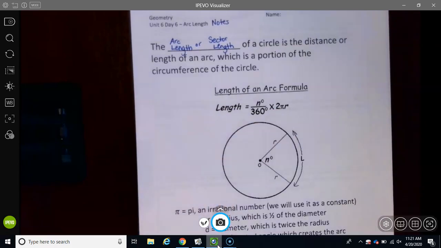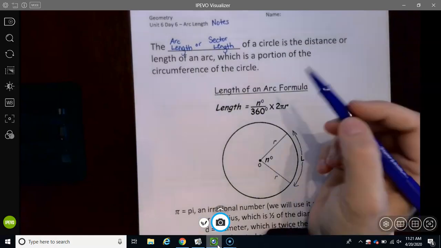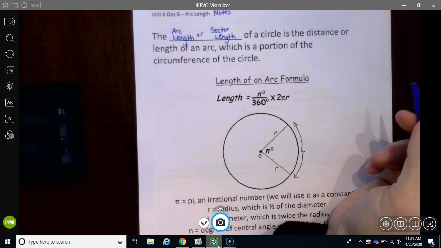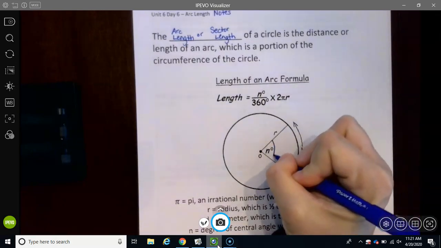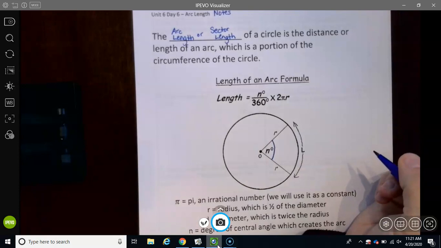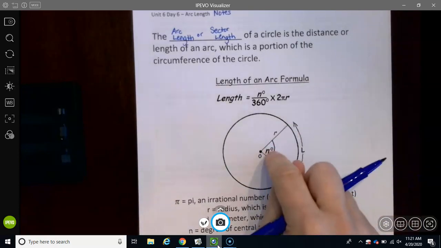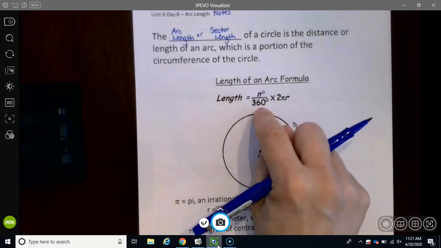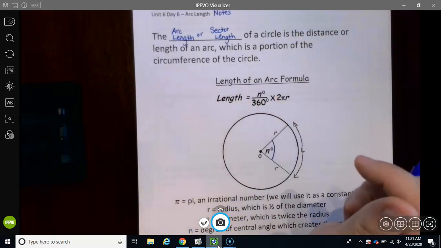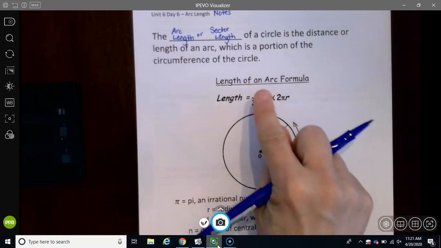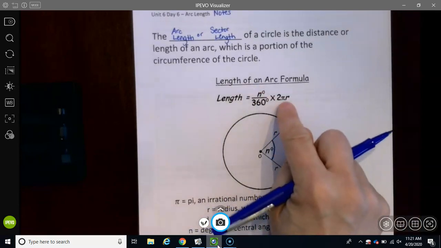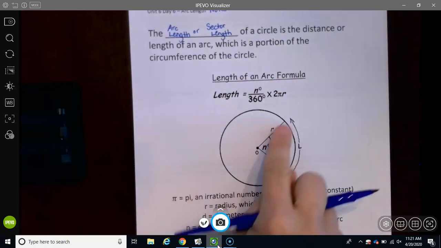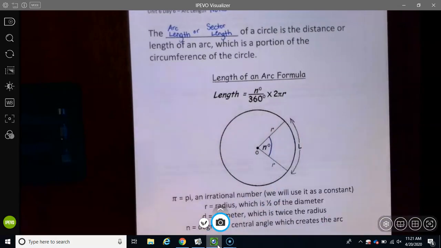So the formula that we use for that is N degrees over 360 times 2 pi r. So N degrees is this central angle here, okay? So let's say this was a 90-degree angle. So in that case, 90 over 360, that's just 1/4 of 360. So that would break down to 1/4 times 2 pi r. Remember, 2 pi r is the whole circumference length of a circle. So it would be like 1/4 times the whole circumference. So that's how they break that down.